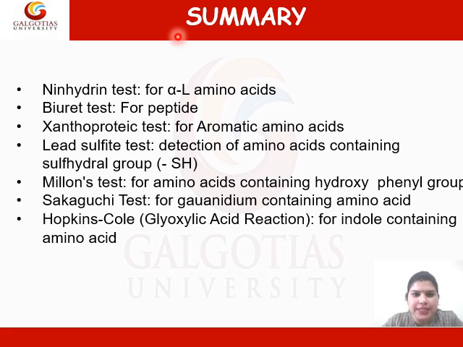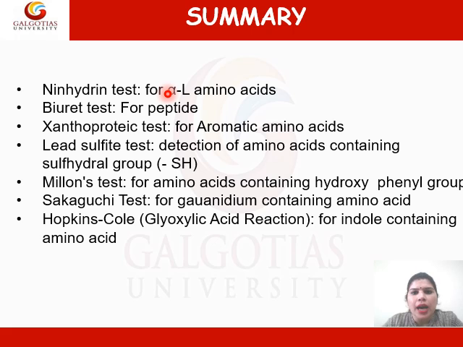Summary of today's lecture. Qualitative analysis is designed to identify the components of a substance or a mixture. Qualitative analysis also tells us whether an atom, ion, functional group or compound is present or absent in a sample. There are various tests used for the identification of amino acid and protein in a sample. The first one is the ninhydrin test. That is a universal test for all amino acids and proteins.